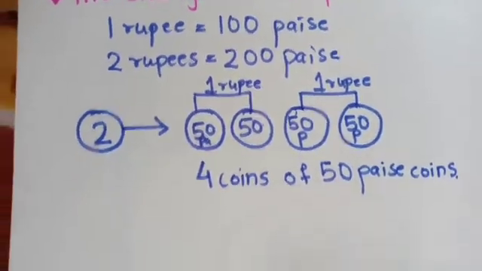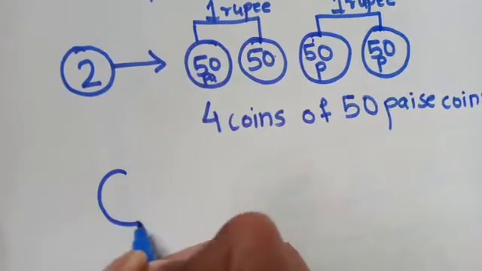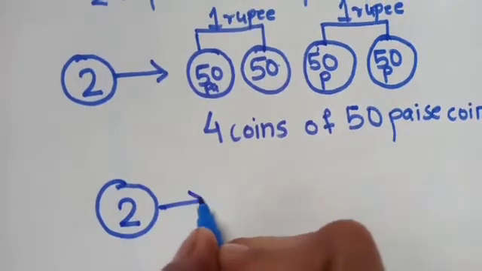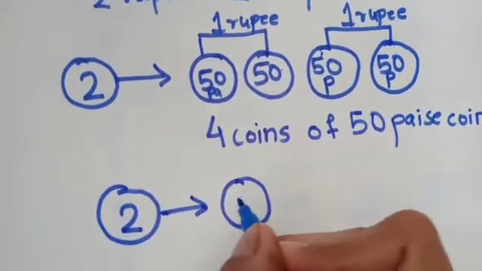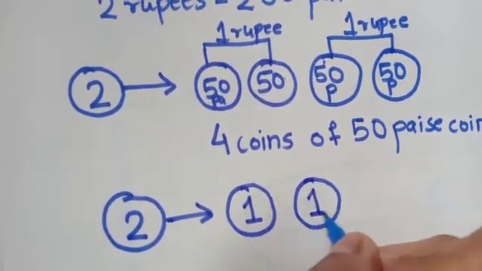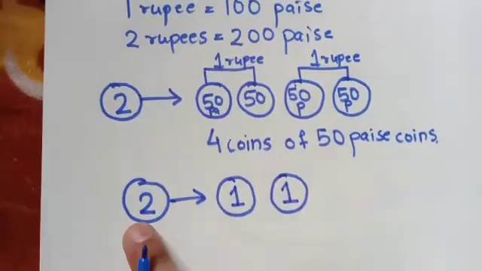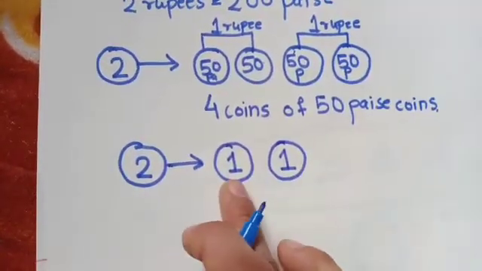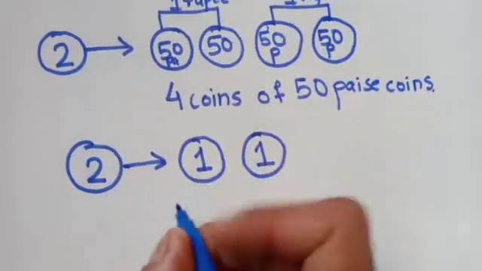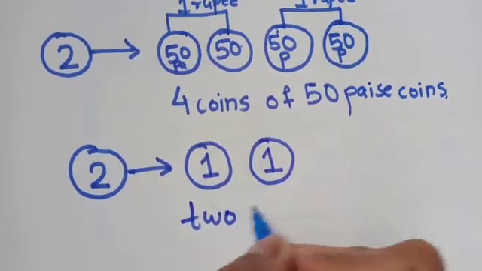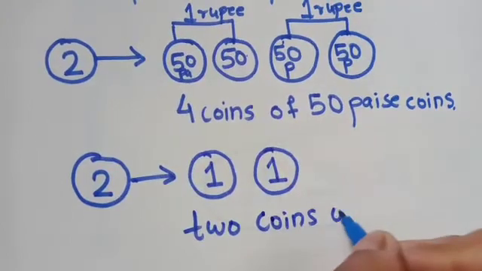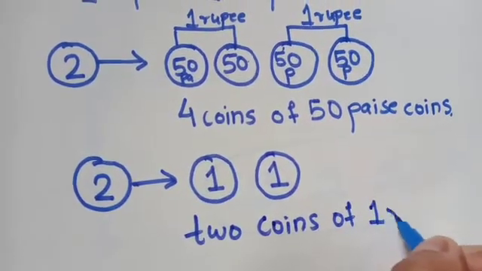Or else, what we can do? This is other exchange. For 2 rupees, we can also give 1 rupee coin. How many? 2. That is 1 plus 1 is how much? 2 rupees. Therefore, in exchange for 2 rupees, how many coins of 1 we will give? 2 coins of 1 rupee coin.